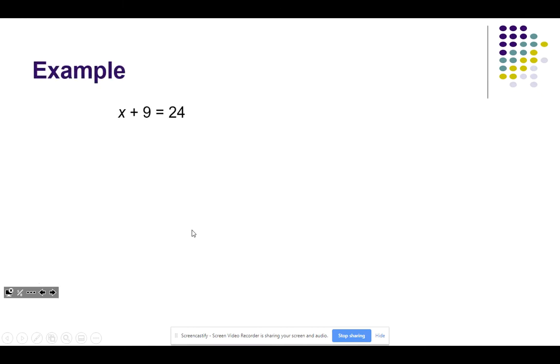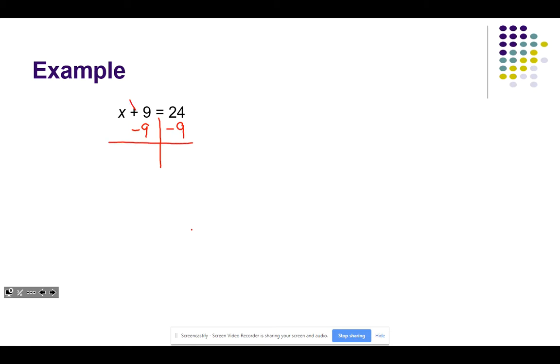Let's start with an example that we'll do together. X plus 9 equals 24. The first thing I want to do is create my mirror at the equal sign. I draw a line directly straight down from the equal sign. The x has a plus 9 with it. To remove that plus 9, I need to perform the opposite, which is subtracting 9 from both sides.